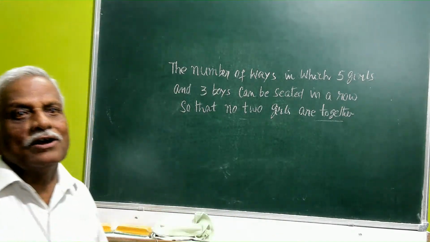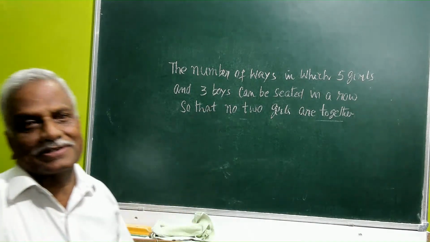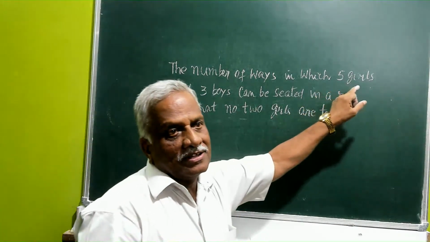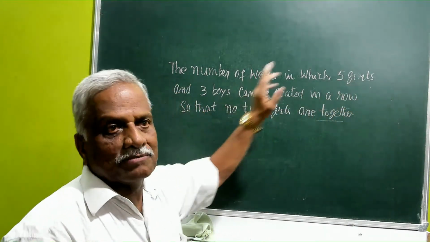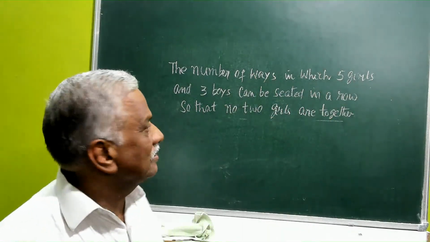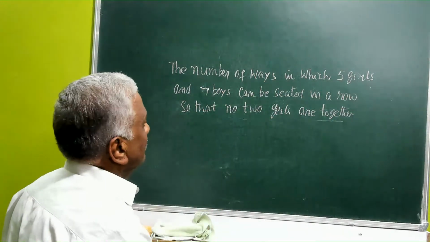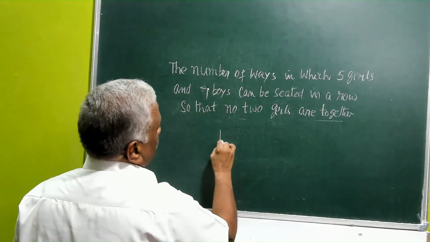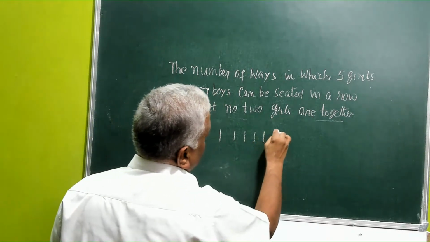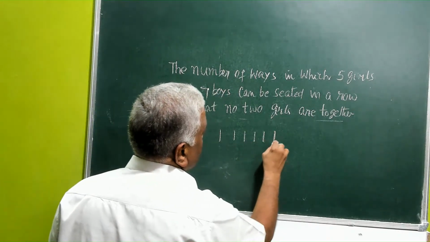Therefore, they will not give a question like this. If they want to give, they will make this 3 more than 5. So instead of 3 boys, I make it 7 boys. Then it is possible. So 1, 2, 3, 4, 5, 6, 7.